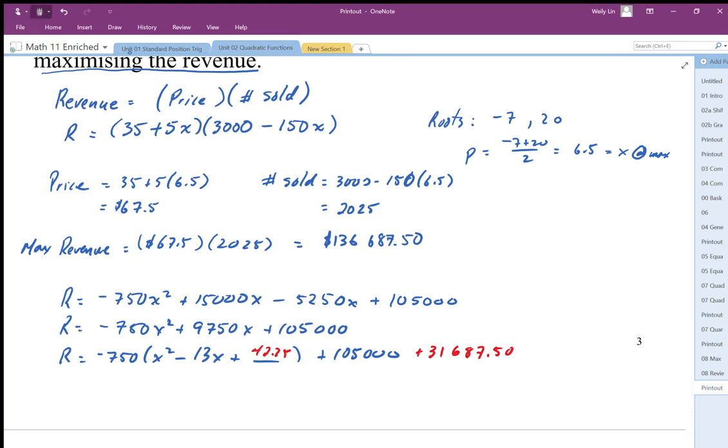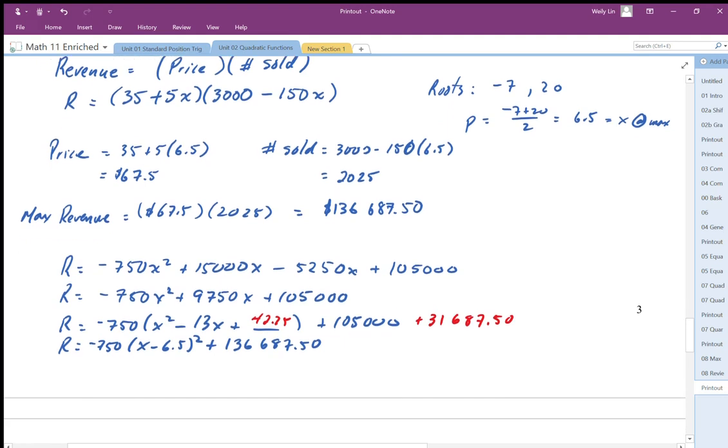So now I've got my completed square form. It's going to be x minus 6.5 squared plus, and when we add those together, I get the same maximum that I calculated up here. So there's my completed square form. That's my graphing form. It gives me the same x value of 6.5 and the same maximum. Here we still have to calculate the price by plugging it back into the original price equation.